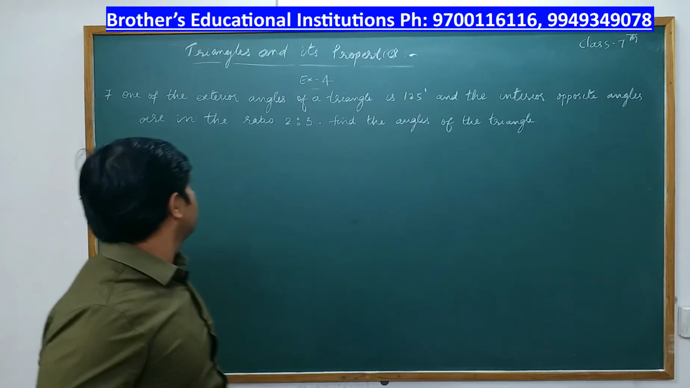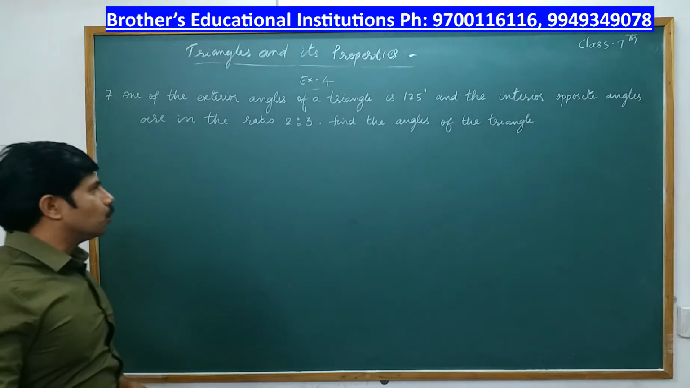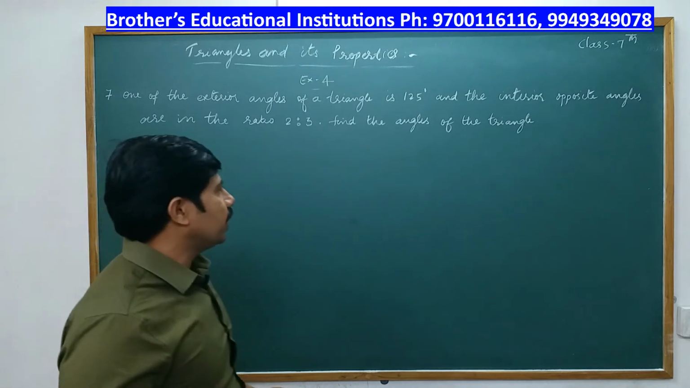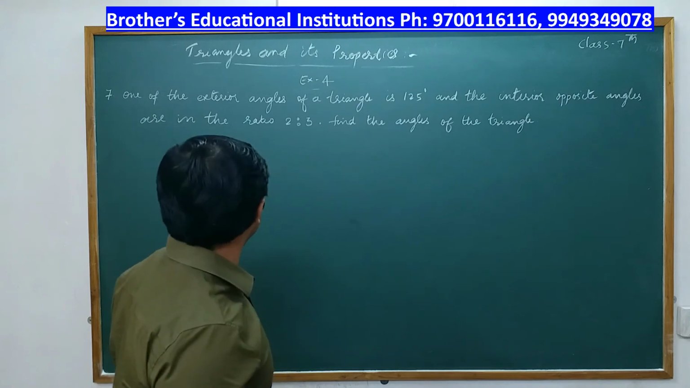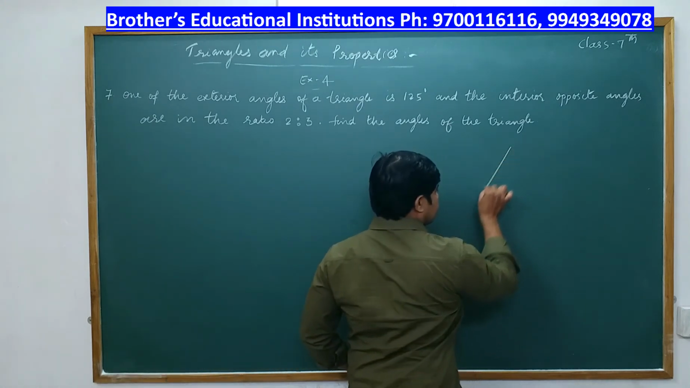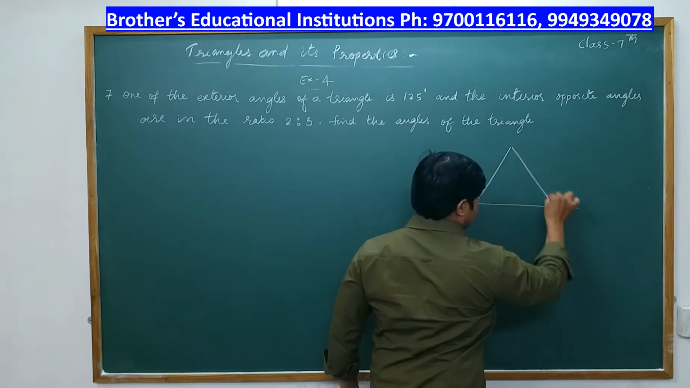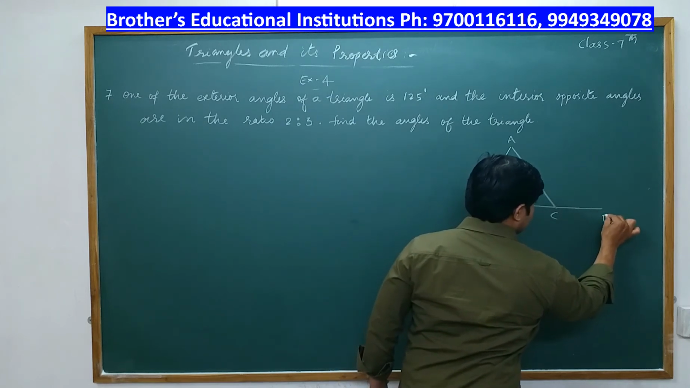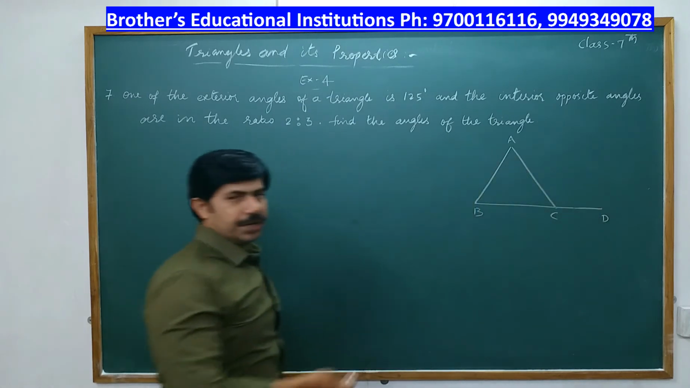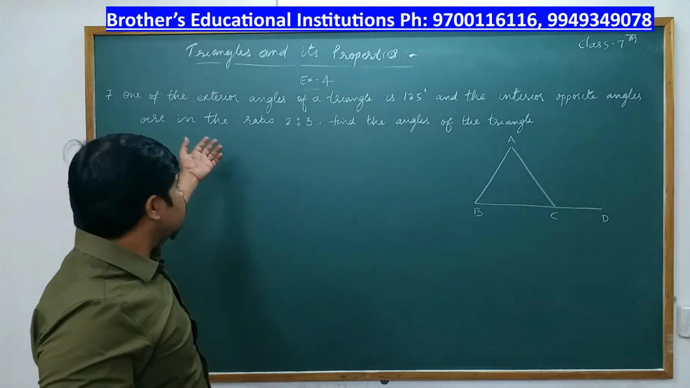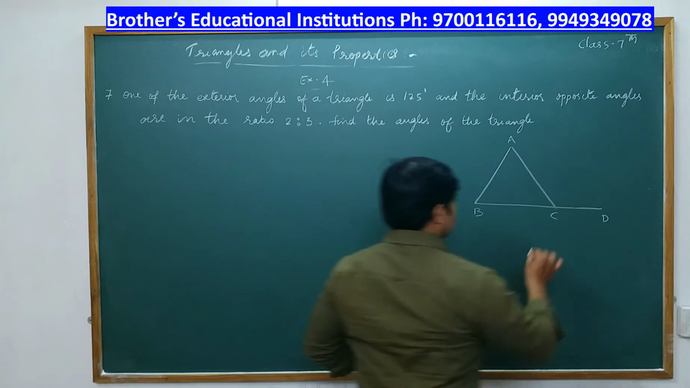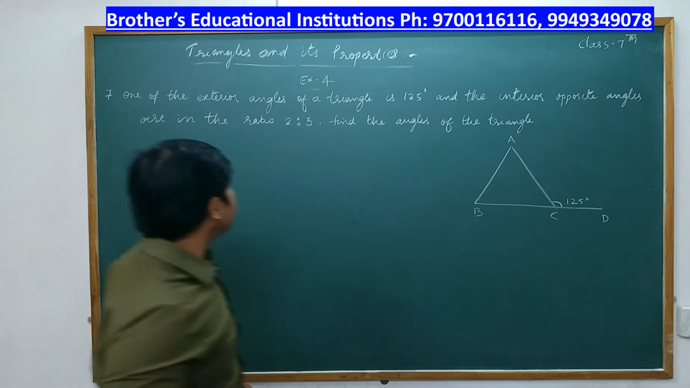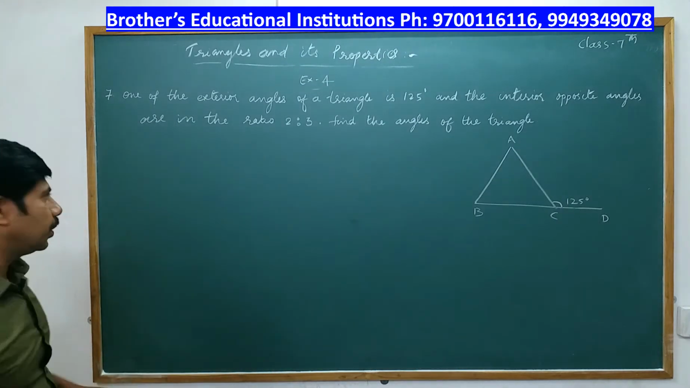Next problem. One of the exterior angles of a triangle is 125 degrees and the interior opposite angles are in the ratio 2:3. Find the angles of the triangle. So here we draw one triangle A, B, C, and also we write D. BC is extended to D. Why we extended? Because in the problem they mentioned exterior angle as 125. So here I write 125 degrees.